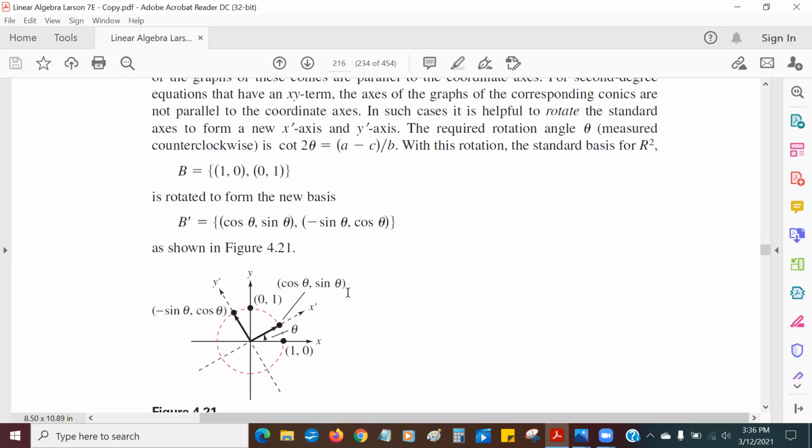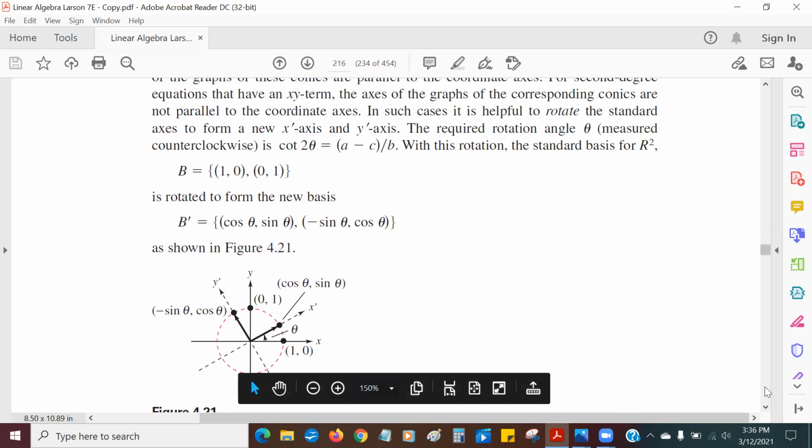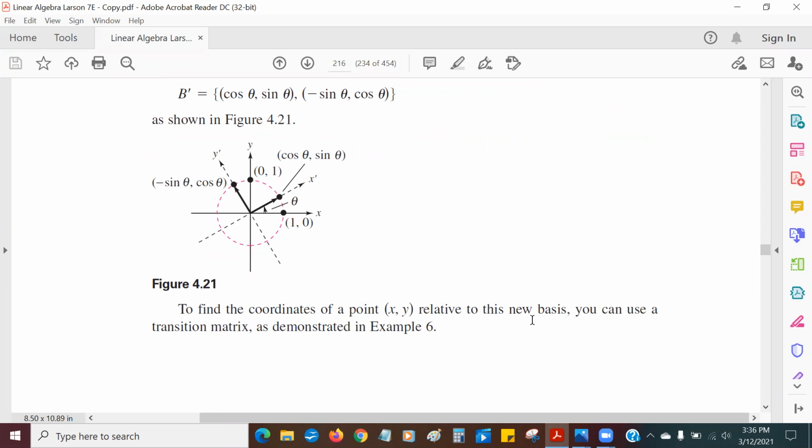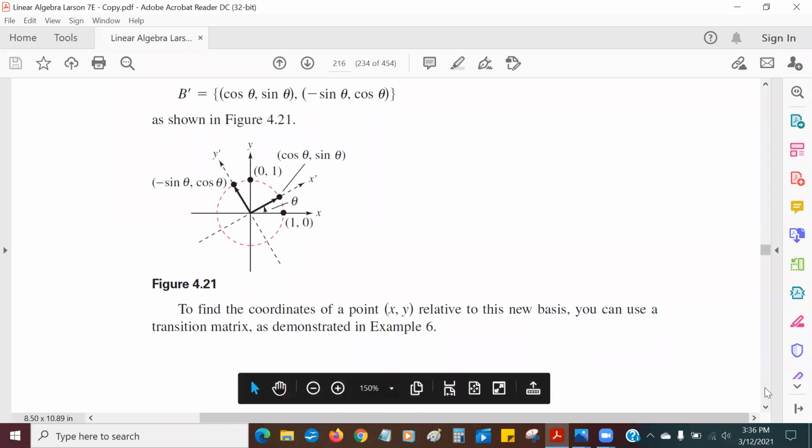Anyway, this is what it looks like. And let's look at an example. Now, suppose you want to find the coordinates of a point (x, y) relative to this new basis. So you could use the transition matrix that we learned about in this section, in this chapter, as follows.